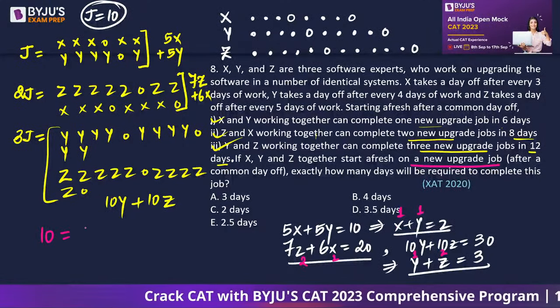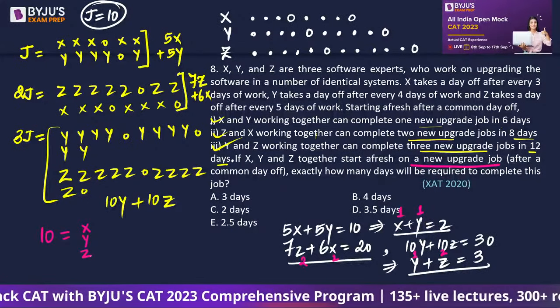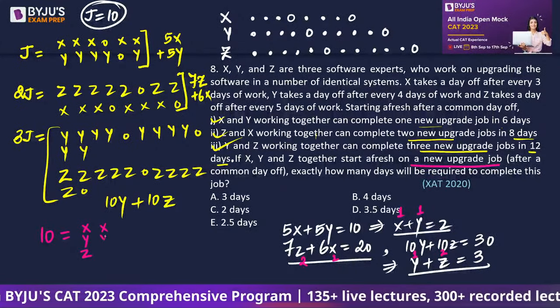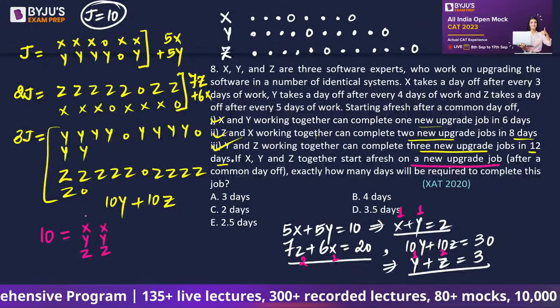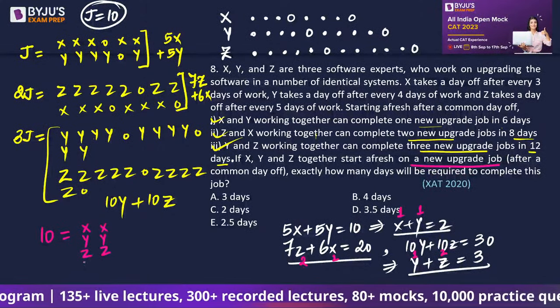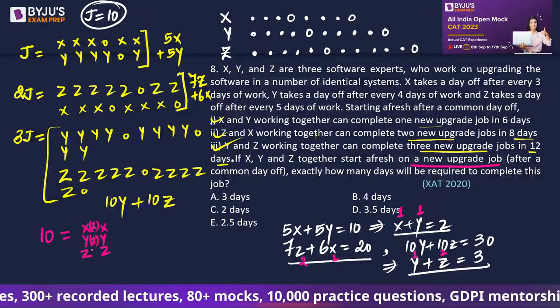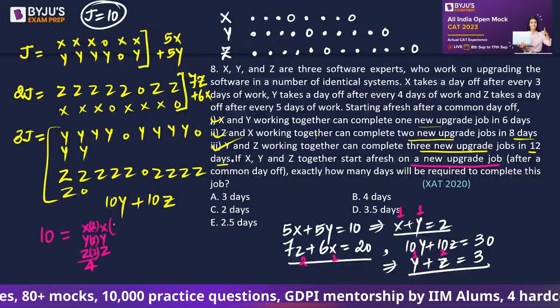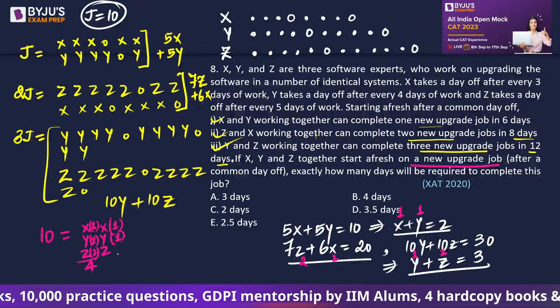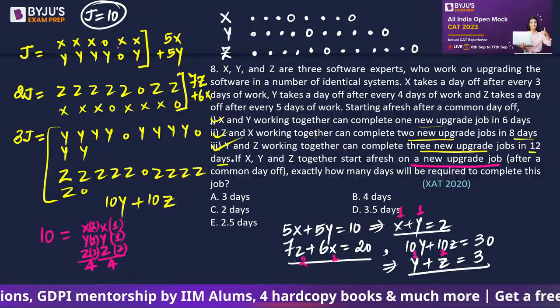सो फर्स्ट डे x is going to work, y is going to work, z is going to work. Second day x is going to work, y is going to work, z is going to work. Now x finishes 1 unit, right? Y finishes 1 unit and z finishes 2. So this is a total of 4 units. Second day x finishes 1, y finishes 1, z finishes 2. So this is another 8 units हो चुका है. अपन को 10 करने का.